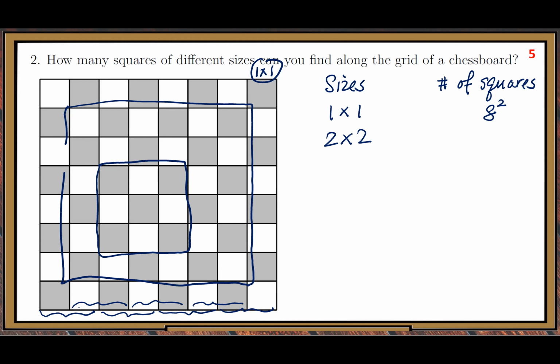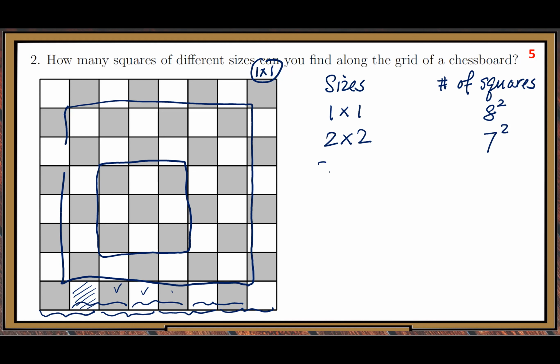Because horizontally, the end of size 2 is here. You look at the end of that size 2. So next time the end is 3, then 4, 5. But the first one is not counted, right? So you only count 7. So horizontal 7, vertical 7, 7 squared.